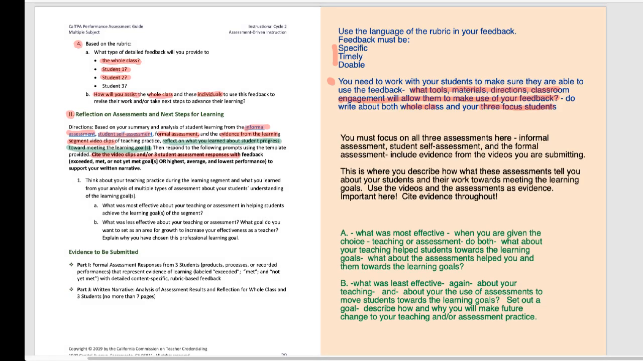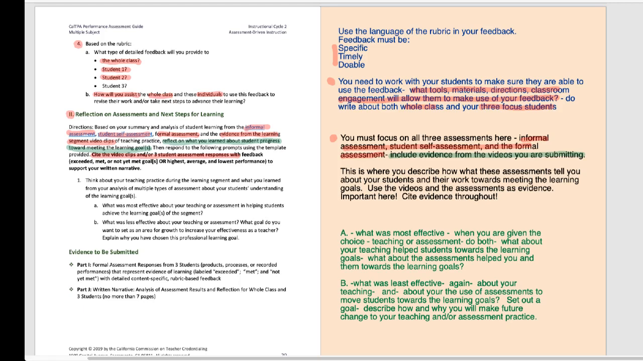So, as I wrote here, you must focus on all 3 assessments here: the informal, the student self-assessment, and the formal assessment. Those are the essential pieces, but the other piece they allow here is that you can reference the videos. Remember, your videos are labeled, and so you want to say in video clip 2, whatever your label is, at 3:22 in the video, you will see. So you want to use that as evidence too. All right?